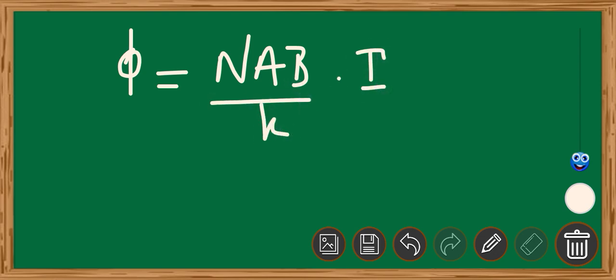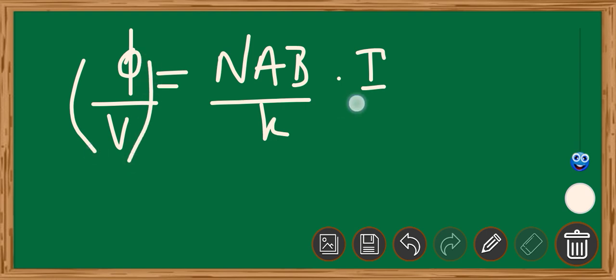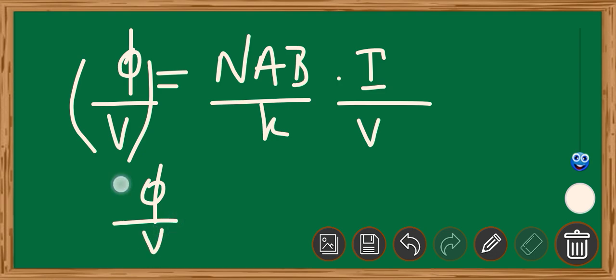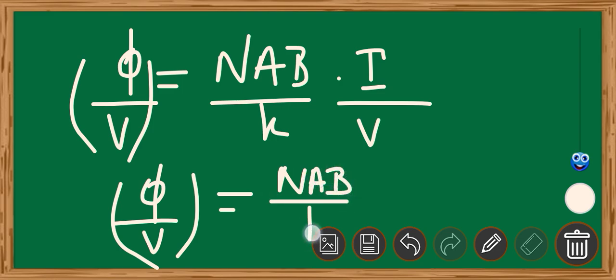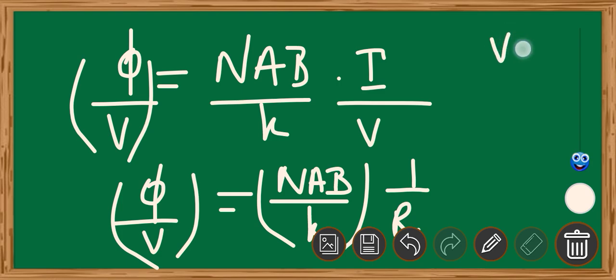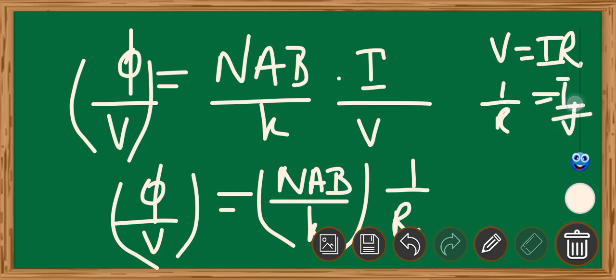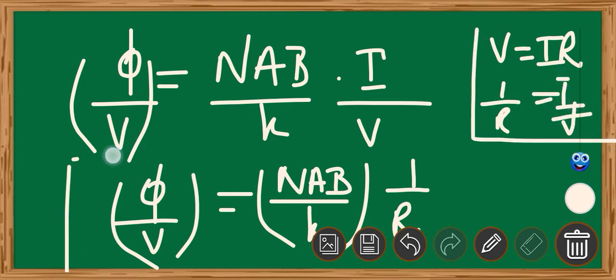Then we are finding the voltage sensitivity, that is phi by V. So just divide both sides by V. So phi by V, that is the voltage sensitivity, is equal to NAB by K into 1 by R, where we know that according to Ohm's law V equals IR. So 1 by R equals I by V. So this is the voltage sensitivity.